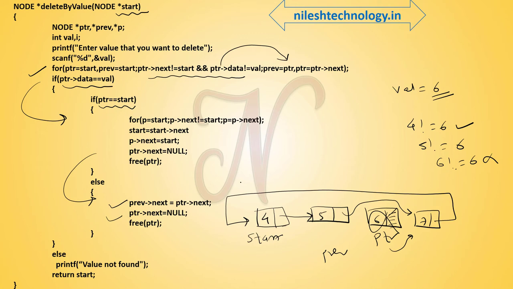Again, if you enter some invalid number, for example 12, check here that the value 12 is not present, so data and the value here are not matching. So going to the else part, value not found, and here we return this linked list. Like this way we delete a node by using the value. So we test this code.